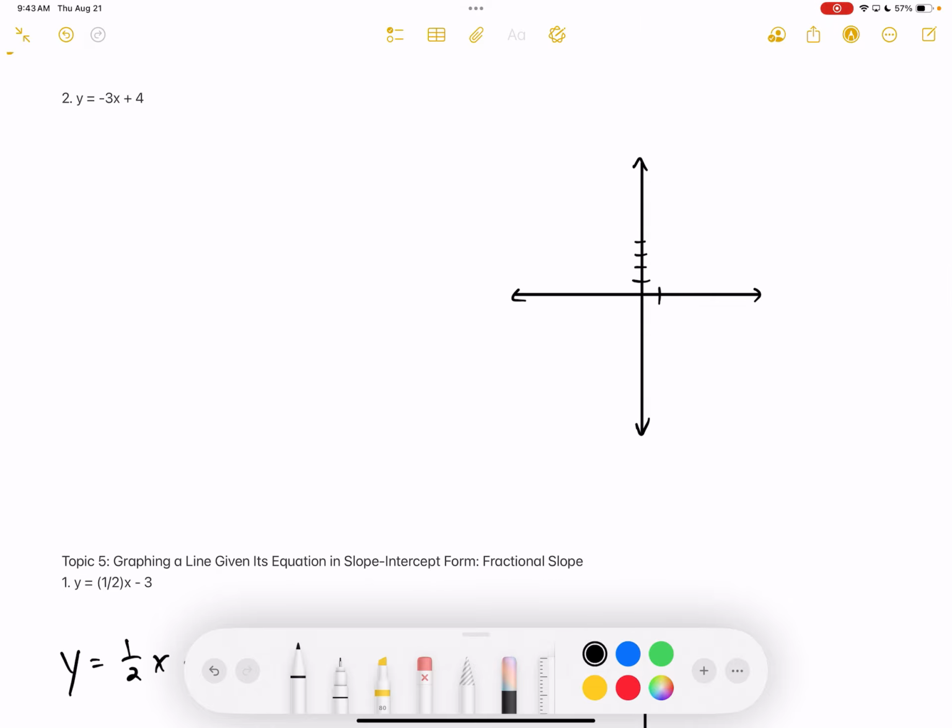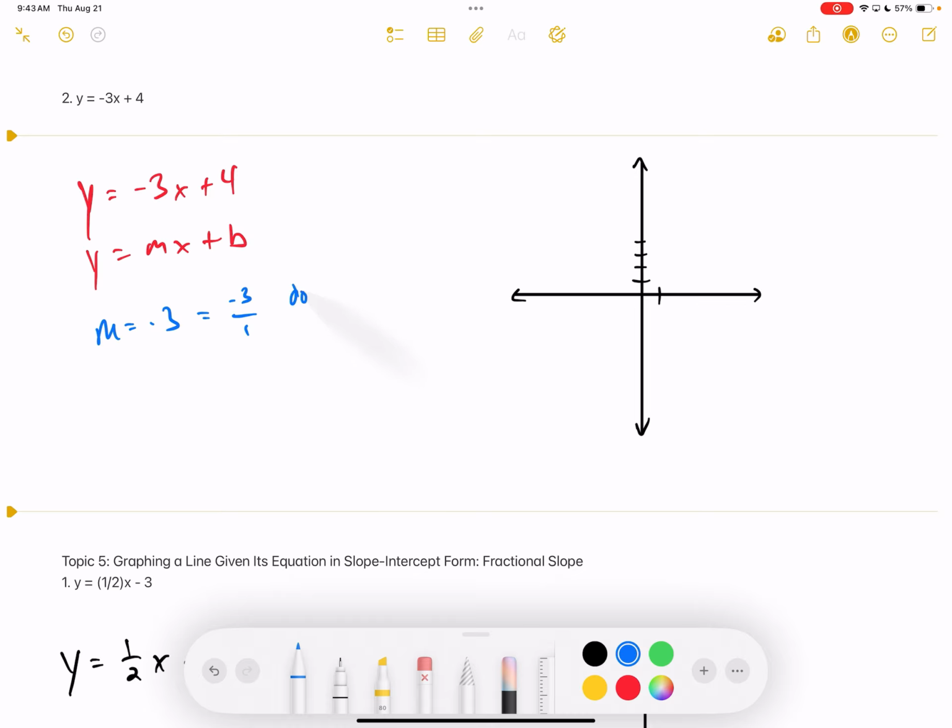All right, on this one, y equals mx plus b. So my slope is -3 this time. That'd be -3/1. So I go down 3, to the right 1. And my y-intercept is the one that's by itself, the 4.